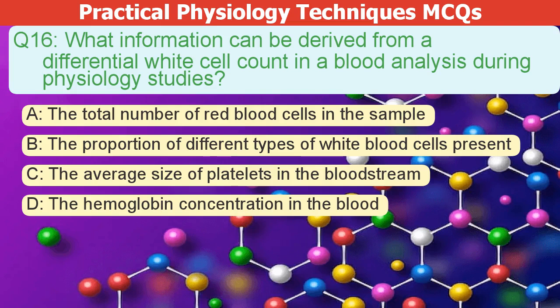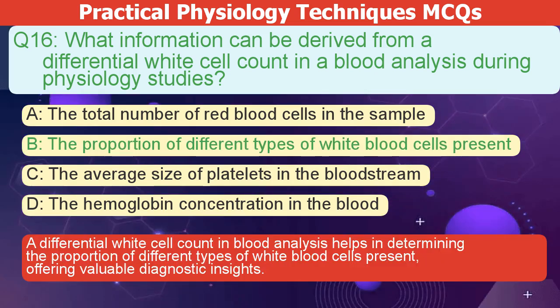What information can be derived from a differential white cell count in a blood analysis during physiology studies? A. The total number of red blood cells in the sample. B. The proportion of different types of white blood cells present. C. The average size of platelets in the bloodstream. D. The hemoglobin concentration in the blood.